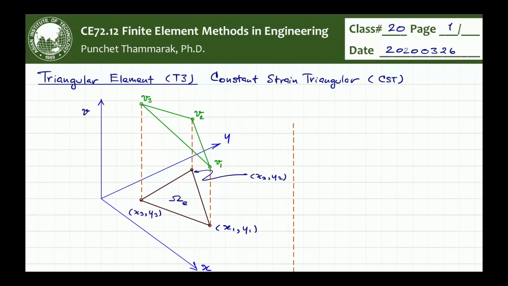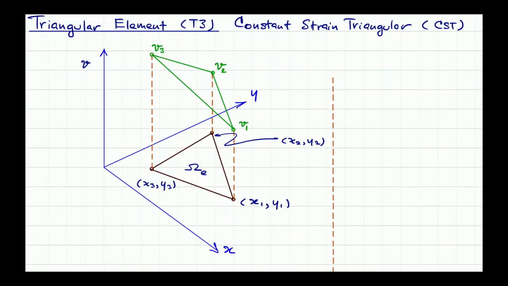So the node numbering still follows the sign, the direction we had before. We are running the node numbers along the counterclockwise direction like so.